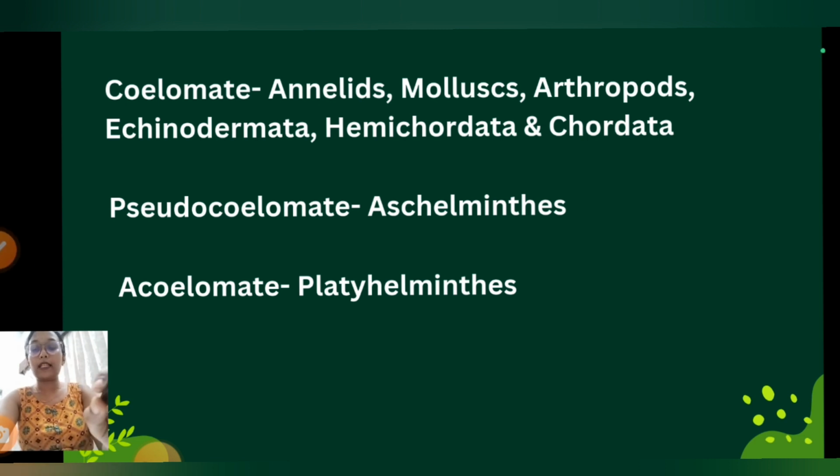In case of Coelenterata and Ctenophora, there is no such coelom concept because there is no mesoderm. And in case of Porifera there is no germ layer, so there is no question of any coelom. Is it clear? So this coelom concept starts from Platyhelminths. Is it clear? Then moving on to the next slide.